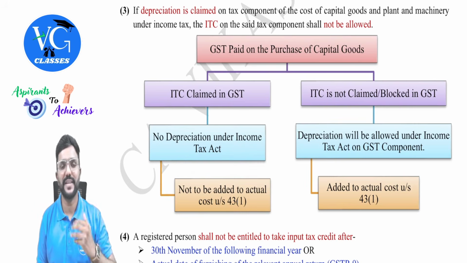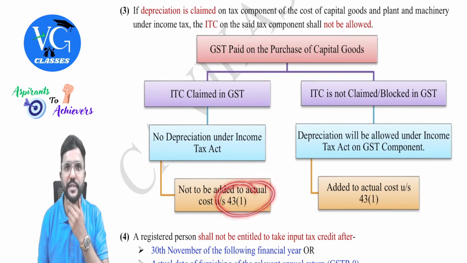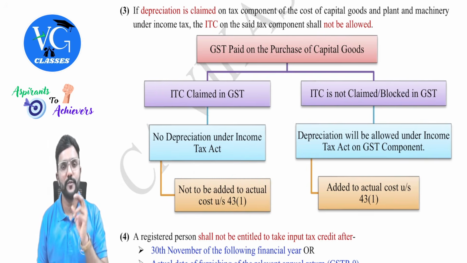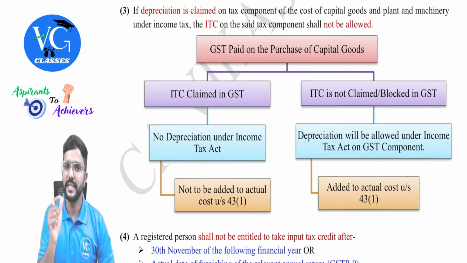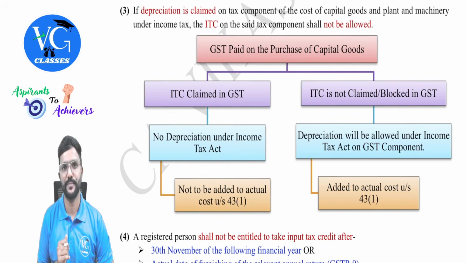So whenever an asset is purchased and put to use during the previous year, we will calculate the actual cost of an asset as per section 43 subsection 1. So for GST paid on the purchase of capital goods or plant and machinery, if credit is available, then that GST component will not be capitalized for income tax purposes. So that means no depreciation on the GST component, as you already got the benefit under GST.